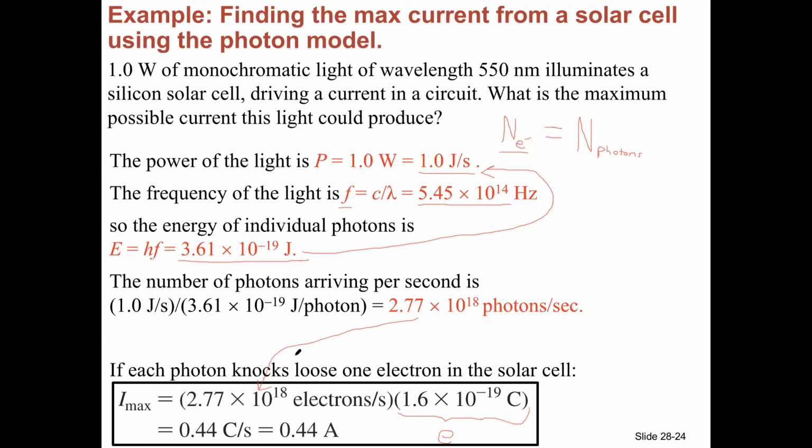In reality, not every photon is going to be absorbed by an electron. Not every electron is going to remain free to conduct. It'll hit a nucleus somewhere, lose its energy, and heat up the silicon lattice. So this is really a maximum possible current.